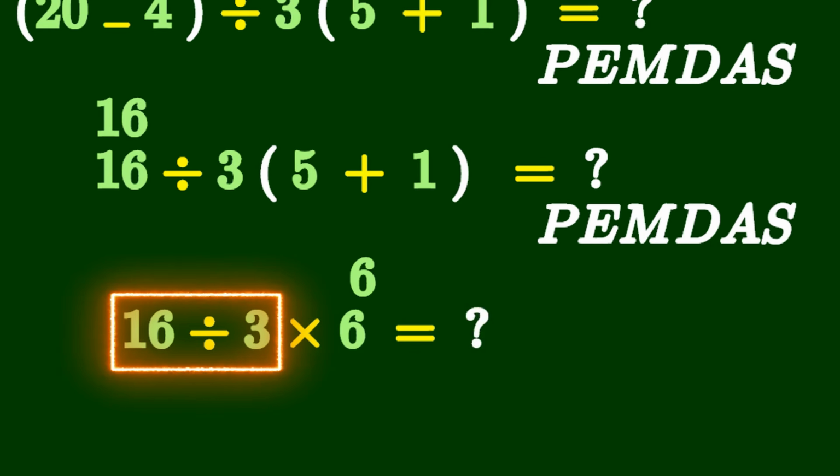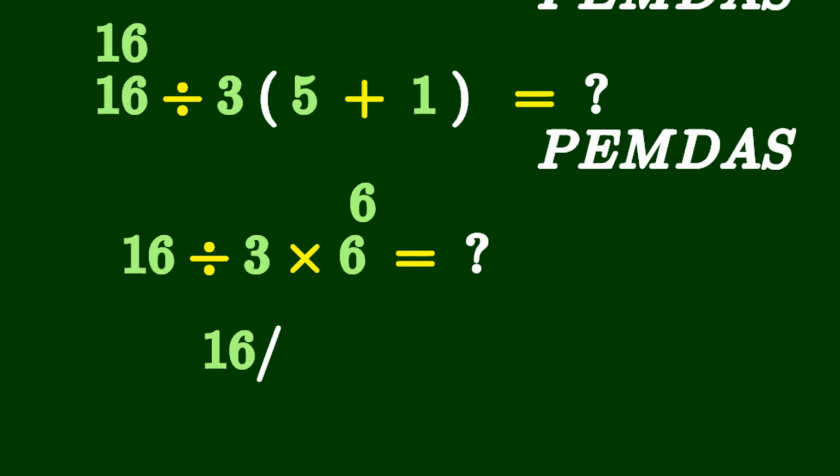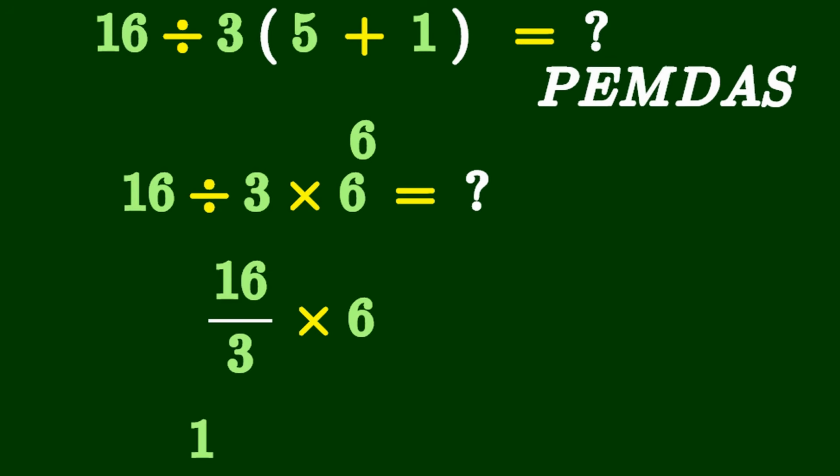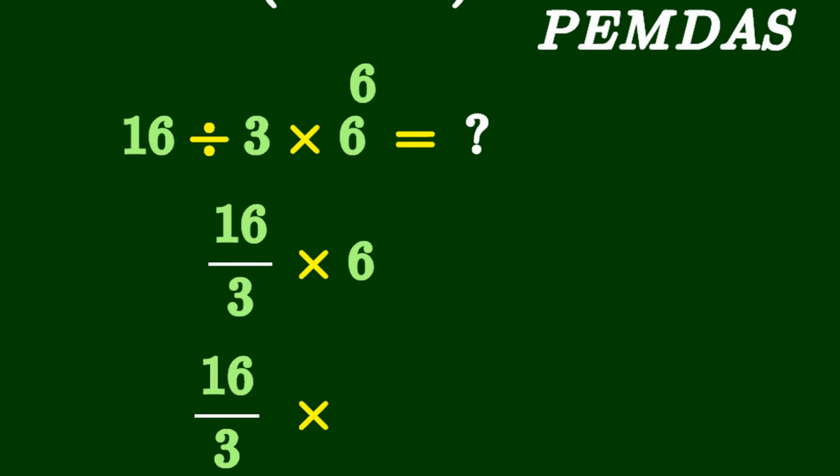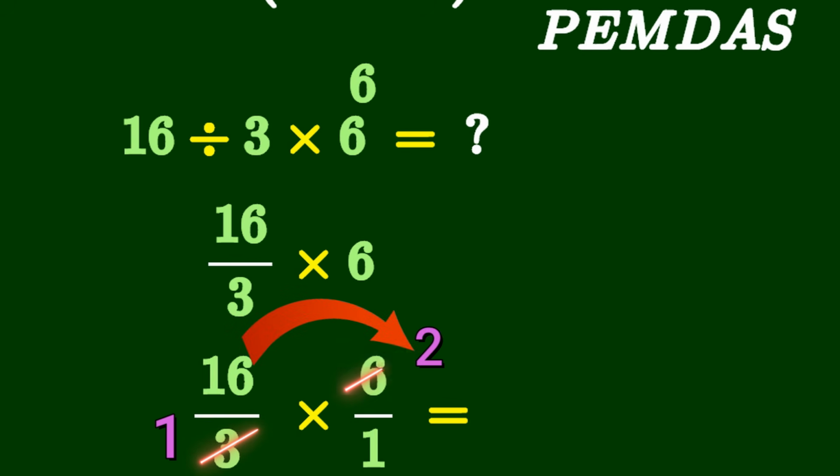So 16 divided by 3 can be written as 16 over 3 times 6. Okay, 16 divided by 3 times 6 over 1. So 3 divided by 3 equals 1 and 6 divided by 3 equals 2. And our final equation becomes 16 times 2, which equals 32.